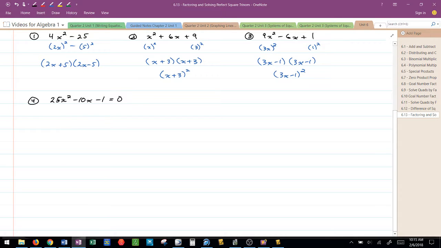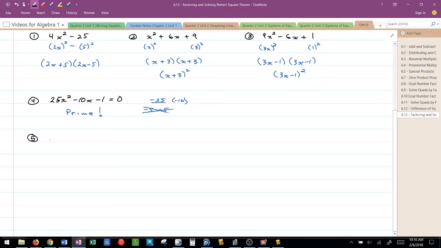So let's try goal number factoring here and make sure that this works. So let's see. I have a goal number of negative 25. I have a middle term of negative 10. That means my factors have to be negative 5 and negative 5. But that doesn't multiply to give me negative 25, so that won't work. This is actually prime. It won't work. All right? So let's look at another one.